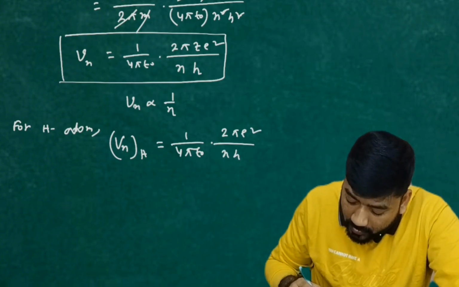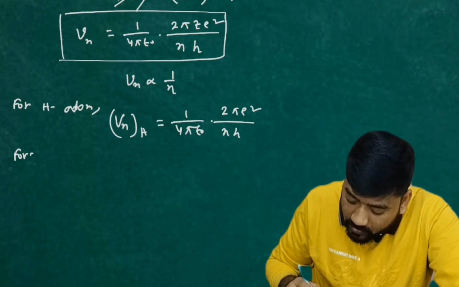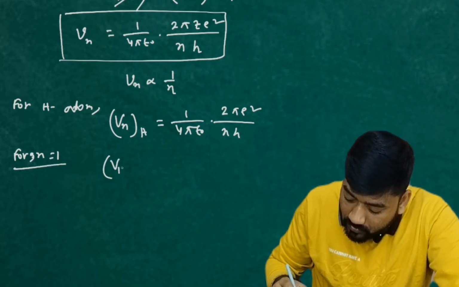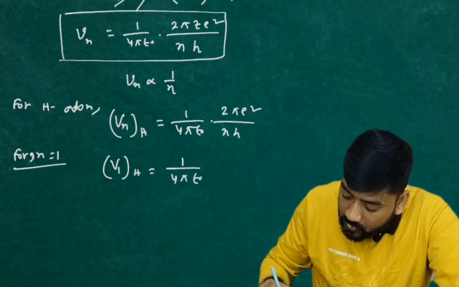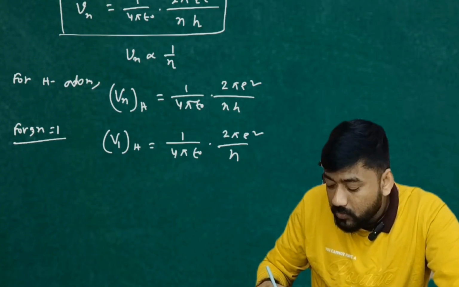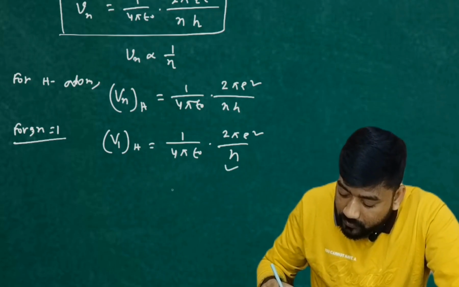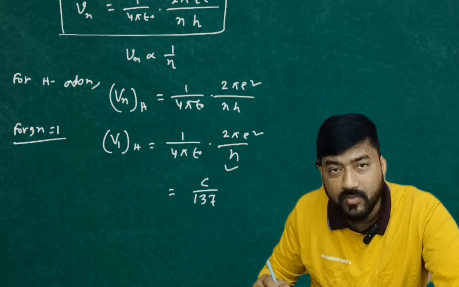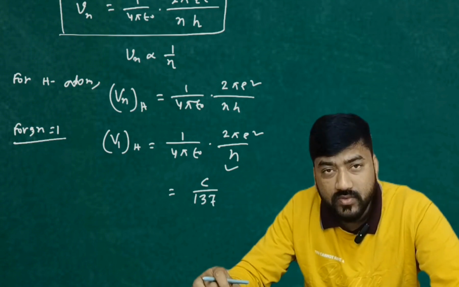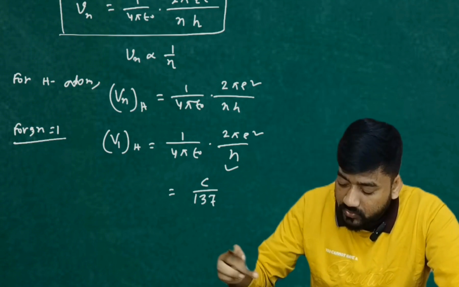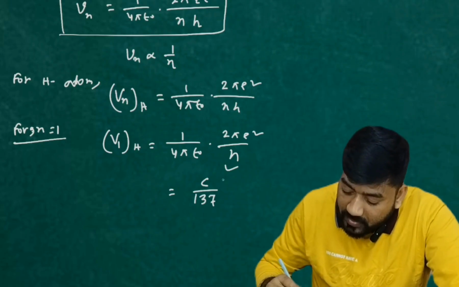Now for n is equal to 1, that is for first orbit of hydrogen atom, so that will be v1 of H, so that will be 1 upon 4 pi epsilon naught into 2 pi e square upon h. Now again you can see, you can write the value of h, e and 1 upon 4 pi epsilon naught. So you will get a value that will be c upon 137. You should remember this. Here c is basically the speed of light, which has value 3 into 10 to the power 8 meter per second.